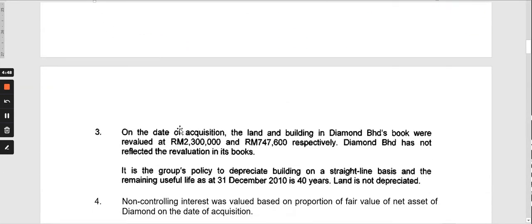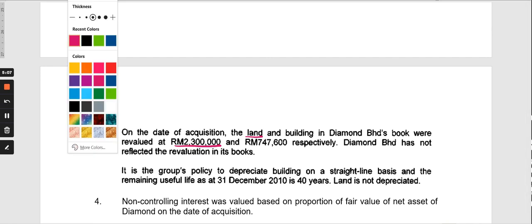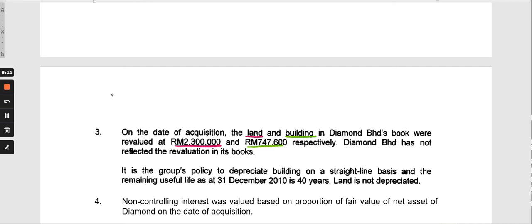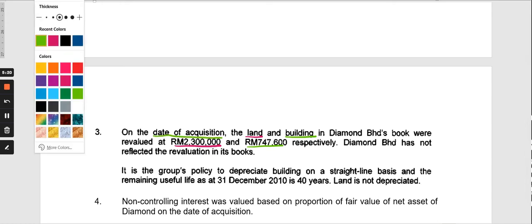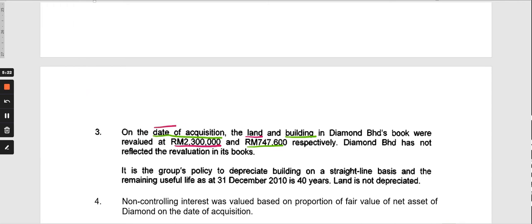So this is information that will be relevant for us to look at the fair value adjustment, regarding land and building. You have information on land, where land has been revalued to 2.3 million, and the building has been revalued to 247,600, and that happened on the same date of acquisition for both.